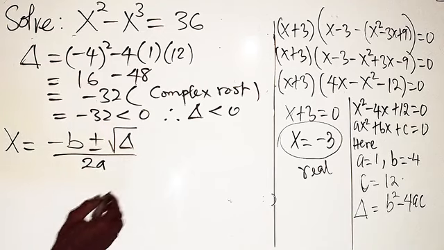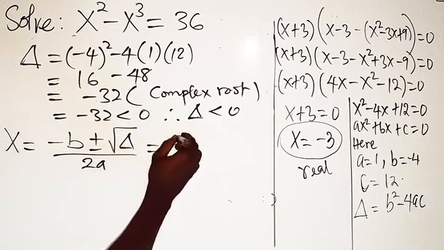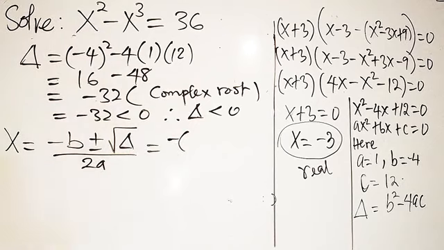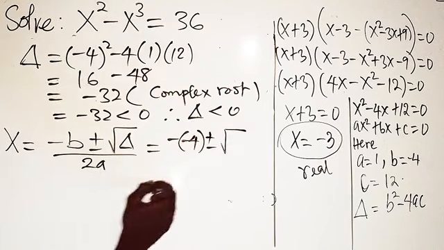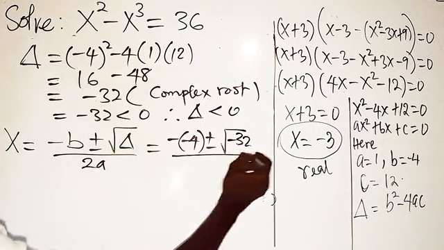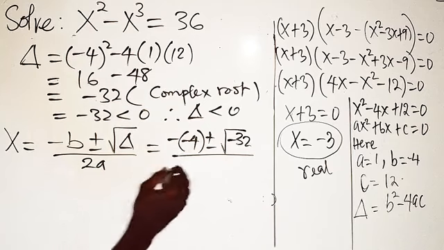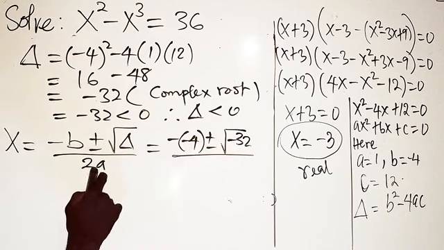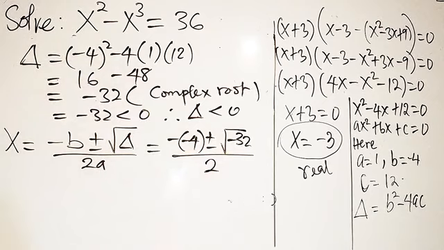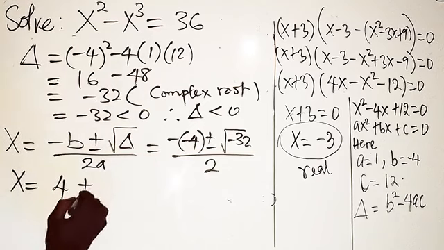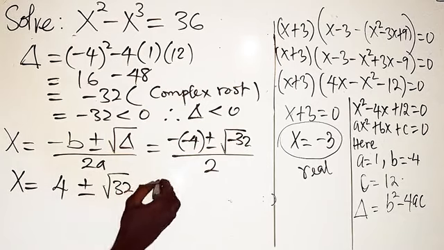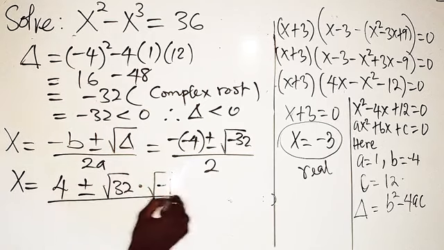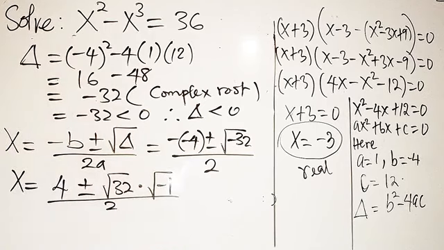2a, right? So now, which is equal to, here I have minus b, b is minus 4, so minus minus 4, plus or minus, and my discriminant I got to be minus 32, then divided by 2 times a, and the a there is 1. I have 2. So now from there, I have x to be equal to 4 plus or minus, here I can write it as 32, multiplied by root minus 1, then divided by 2. Are you following?